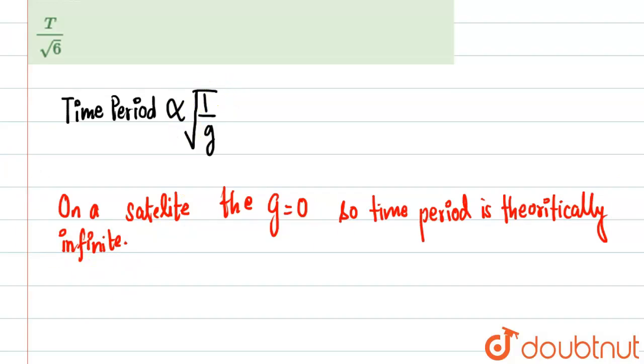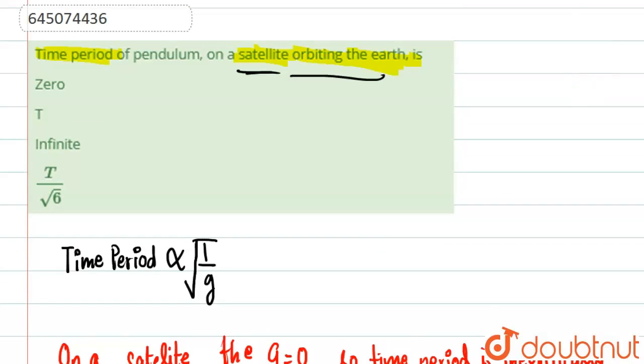Since time period is directly proportional to under root 1 upon g, so T is directly proportional to under root 1 upon g. And g is basically 0. So over here this will come out to be directly proportional to 1 by under root of 0. That is equal to infinity. You might be thinking that this is under root of 0, so why infinity? Under root of 0 is 0 only, so don't worry. And 1 by 0 is basically given as infinity. So our answer will be option number C, that is infinite. So this is basically our answer.